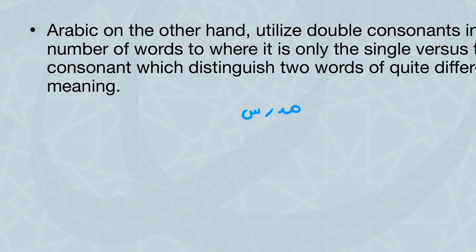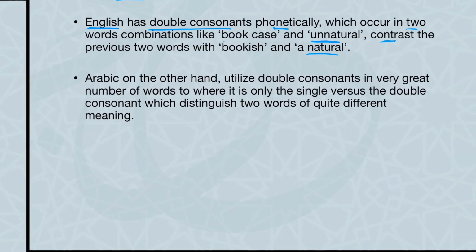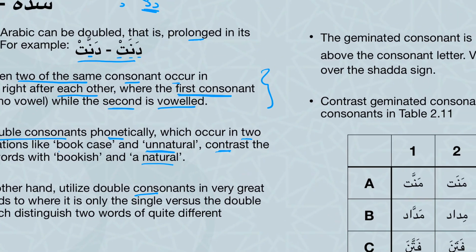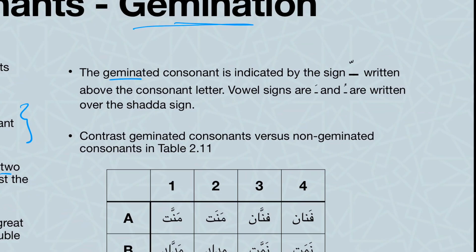If I put mu, da, and say mudarris, it means teacher, strictly teacher, or someone who puts dars in you, someone who teaches you. So, yes, shadda is very important and we have to realize it. Now, how do I know it? The geminated or doubled consonant is indicated by a sign, basically the beginning of the letter sheen, but without the dots. They just took the teeth and made it into a sign. So it's shadda, and of course, it's above the consonant letter.